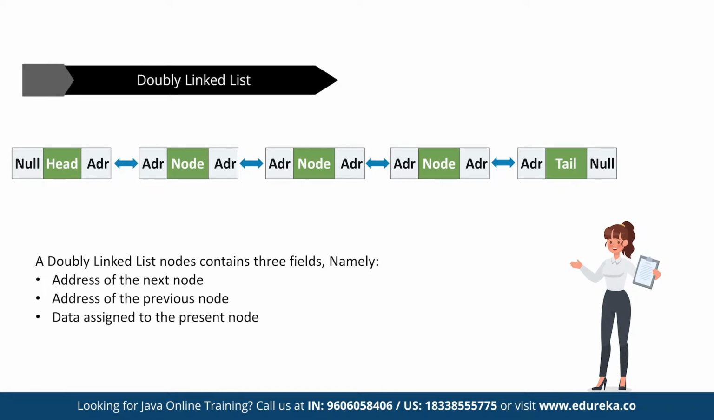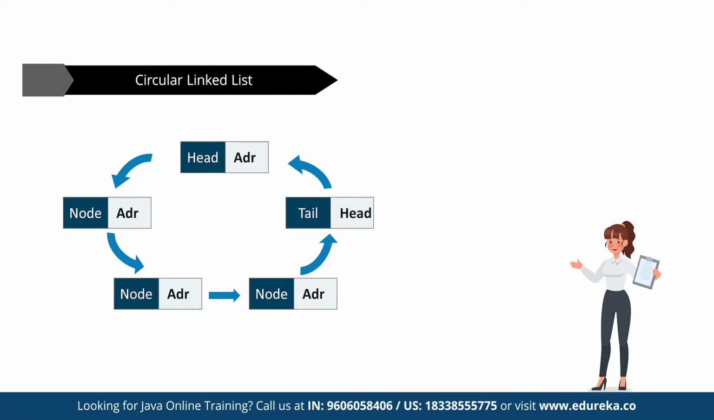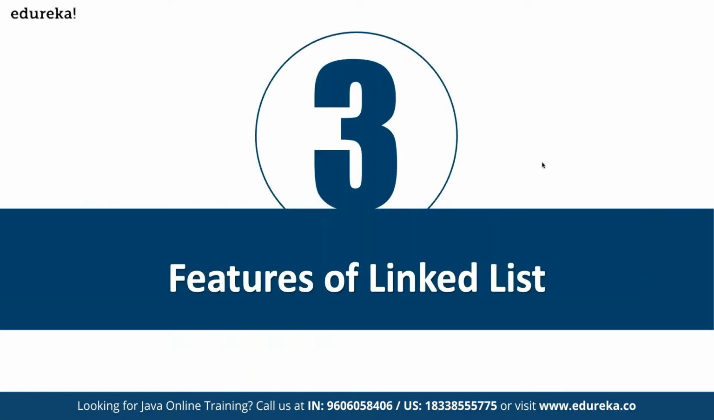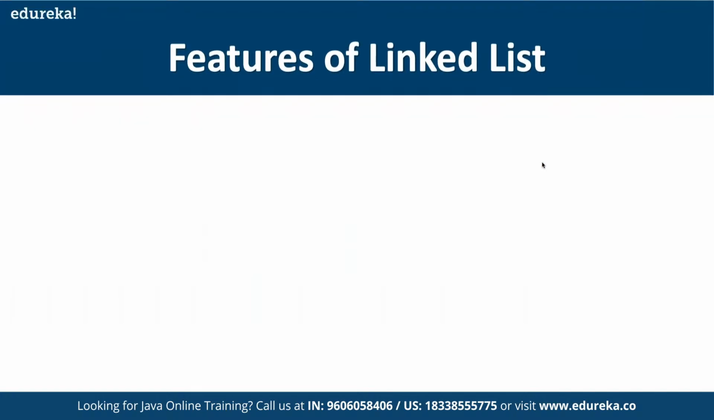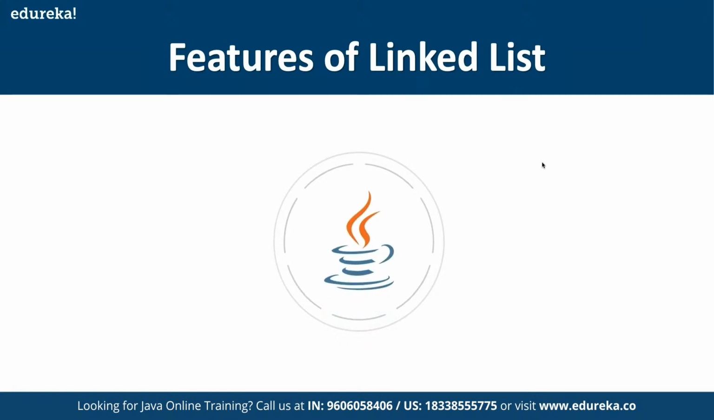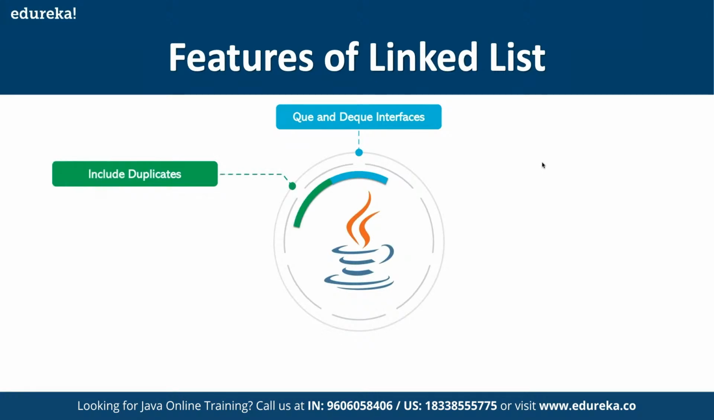So that is what we refer to as the bidirectional, or we can say the second type, which is doubly linked list. And then we have circular linked list, where we have data again available for the next node itself. Now, if we talk about features of the linked list, then first of all, linked list implements the queue and dequeue interfaces. So therefore, it can be used as a queue, or we can say a dequeue or a stack as well.